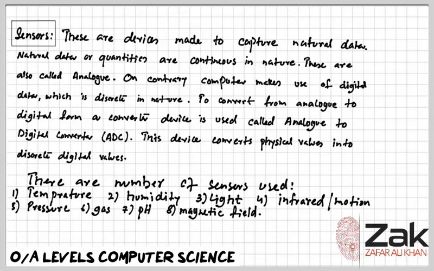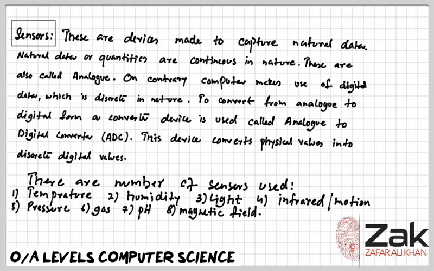So, sensors are devices made to capture natural data. Natural data or quantities are continuous in nature. They're also called analog. On the contrary, a computer makes use of digital data, which is discrete in nature. To convert from analog to digital, a converter device called an ADC is used.